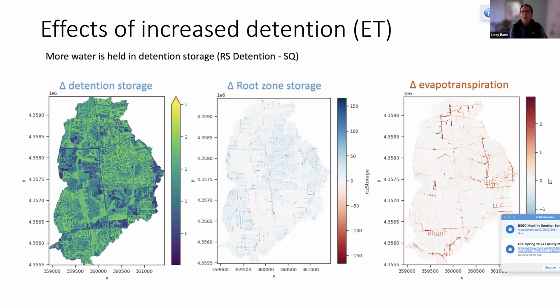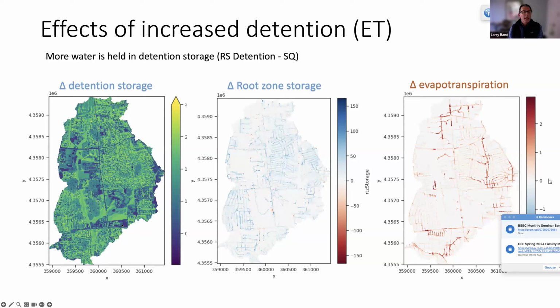If we take that roadside bioswale, those types of stub outs, narrow areas, replace lawn, replace a certain amount of road with these detention store bioswales that absorb road runoff. This is the change in detention store that we're seeing over those areas.